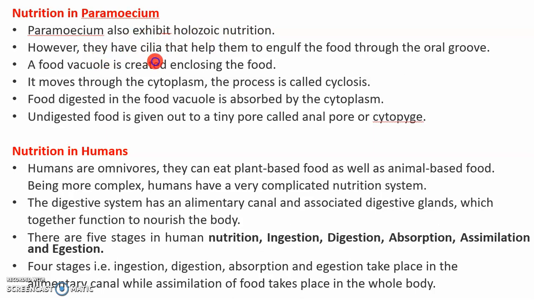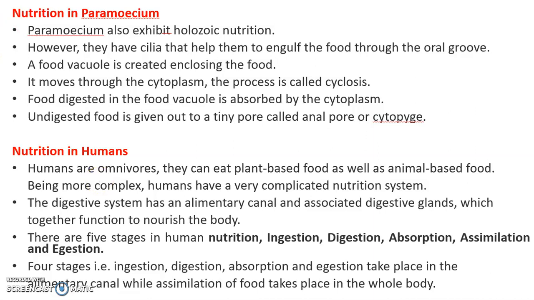However, they have cilia that help them swallow the food through the oral groove, and a food vacuole is created enclosing the food. It moves through the cytoplasm, and the process is called cyclosis. Food digested in the food vacuole is absorbed by the cytoplasm. Finally, undigested food is given out through a tiny pore called the anal pore or cytopyge.